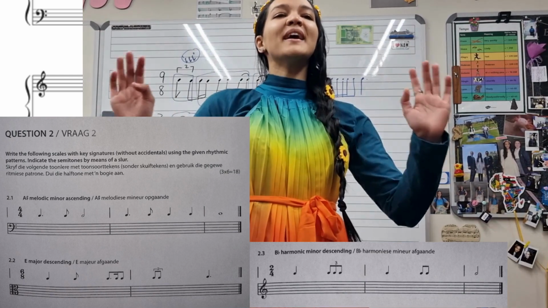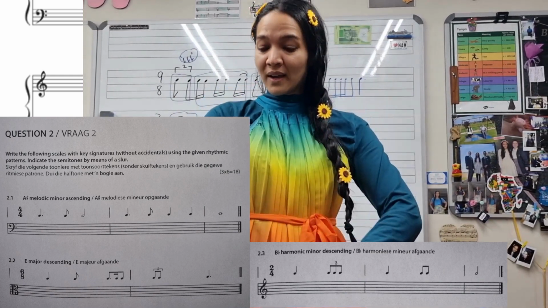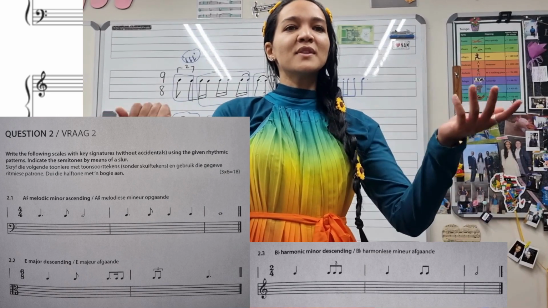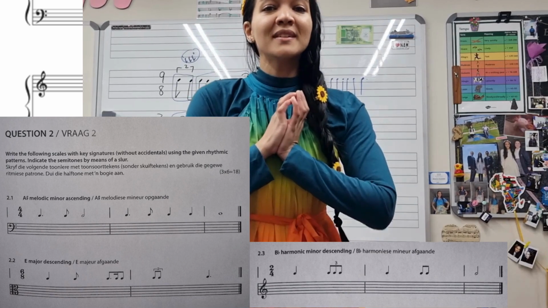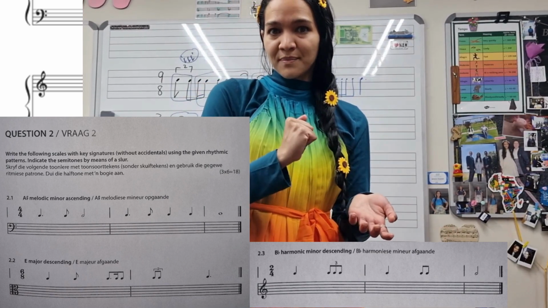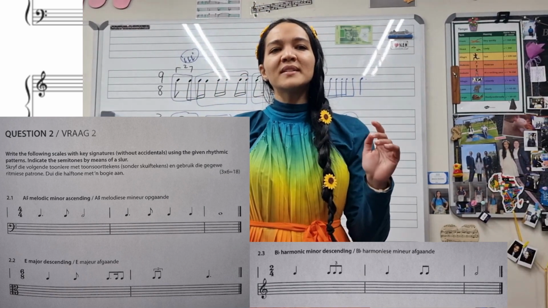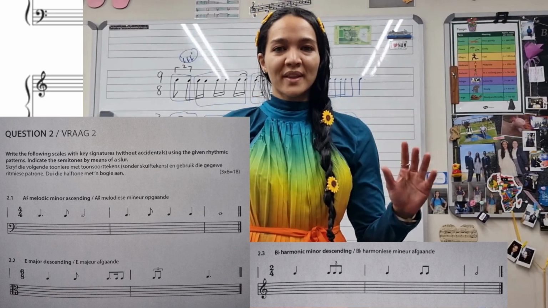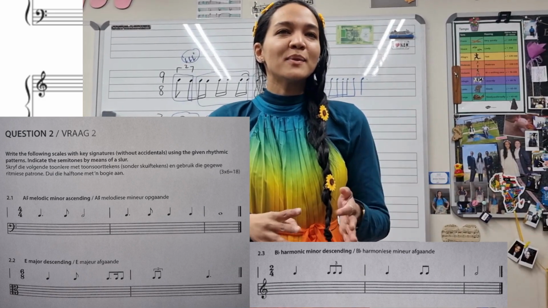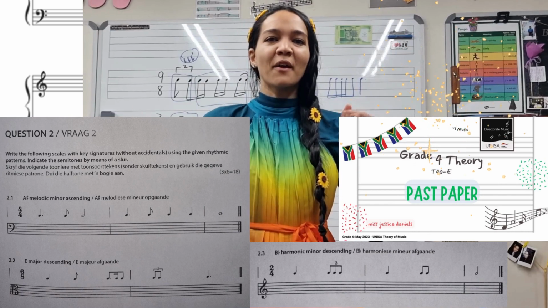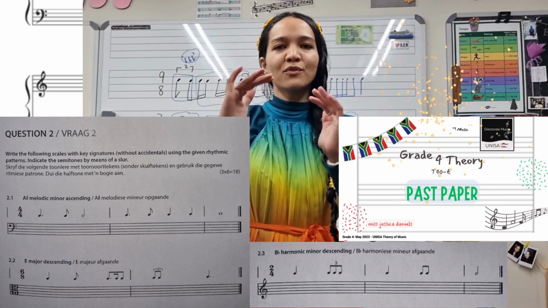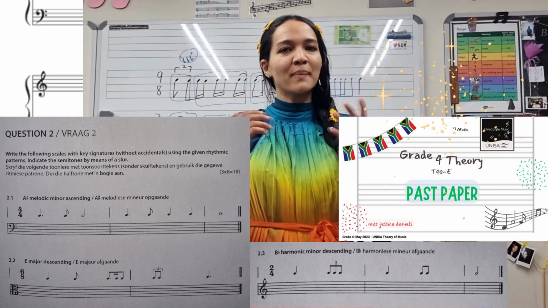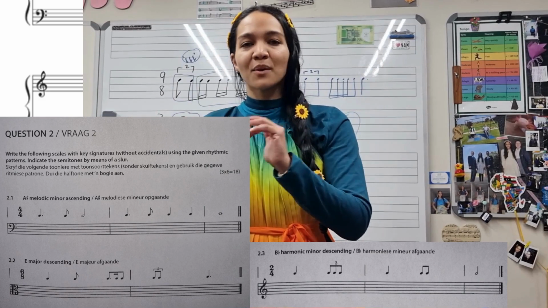It means without accidentals in your scale, and they say use the given rhythmic patterns, and then of course we need to indicate our semitones, and UNISA likes us to indicate it by means of a sliver. Okay, so we have 3 scales here, and we have to write them with key signature. Now in the May 2023 past paper, they asked to write without key signature, and then we had to fill in all the sharps and all flats in the scale, but here we have a key signature, which is lovely.